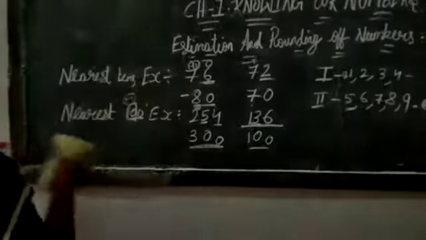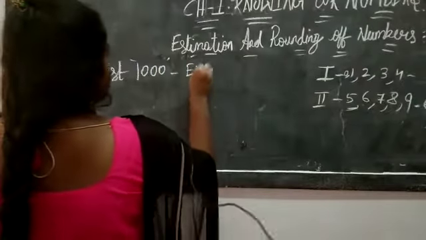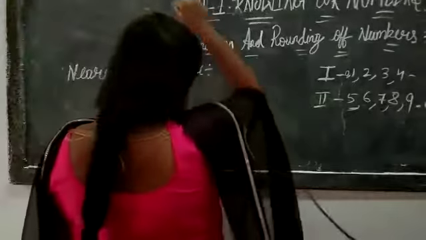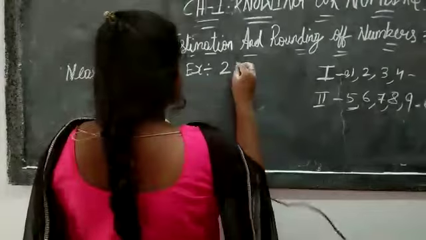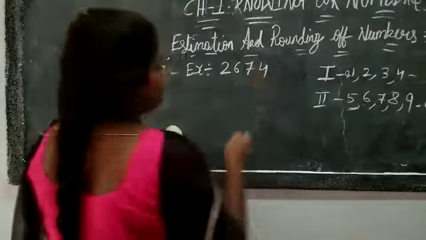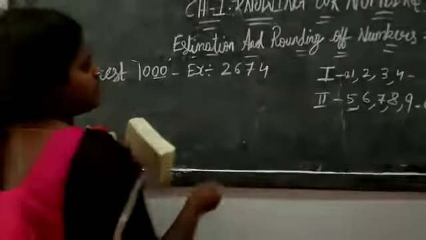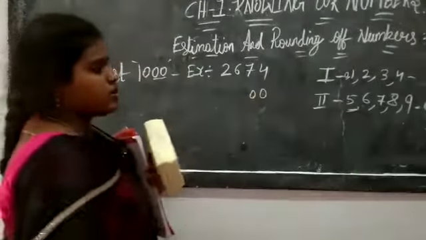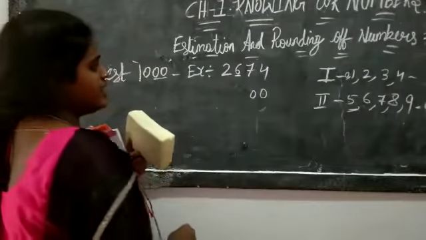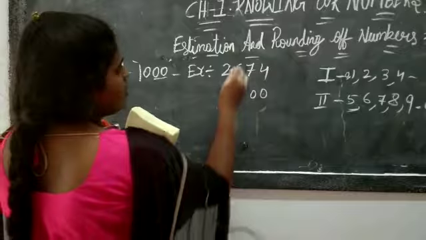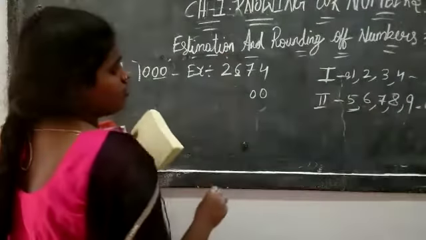Now next we move on to nearest 1000. Example: nearest 1000 of 2674. Now here the ones and tens will be automatically 0. No need to bother about your ones and tens value. Now where do you need to check? You need to check in your hundreds place. The hundreds place will also be 0, but you need to check whether you need to add 1 for tens or not.